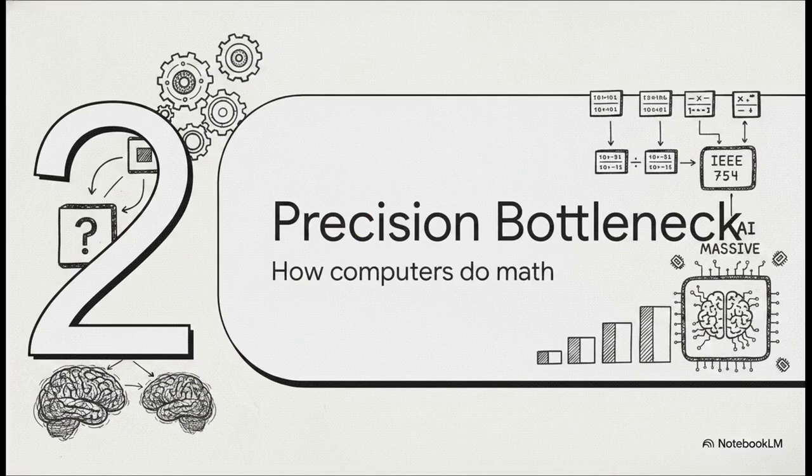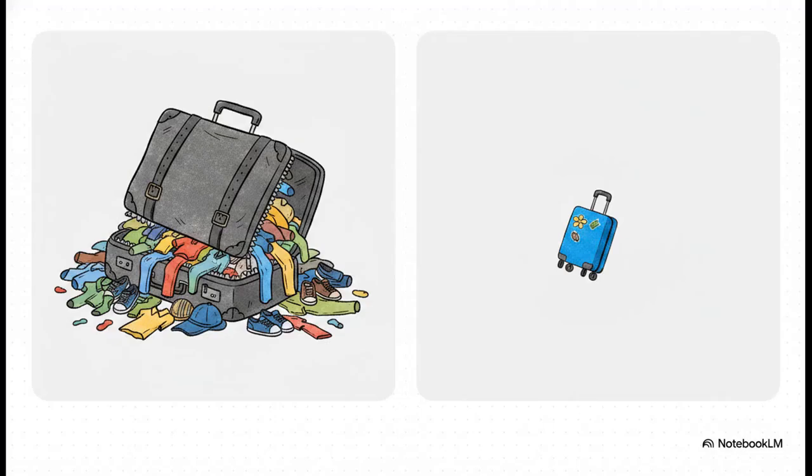Moving on to Section 2, the precision bottleneck. It's all about how computers do math. You see, how computers represent numbers dictates absolutely everything about an AI model's size. Think of single precision, or float 32, as packing your entire wardrobe for a 2-day trip. It takes 32 bits per number. Sure, it gives you this massive dynamic range, but the memory footprint is just huge.